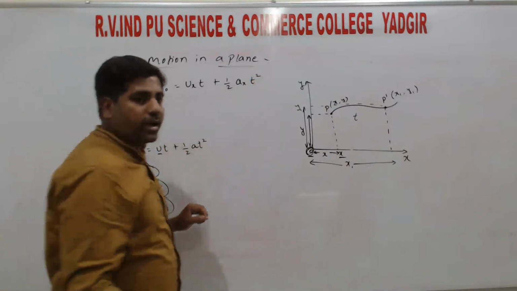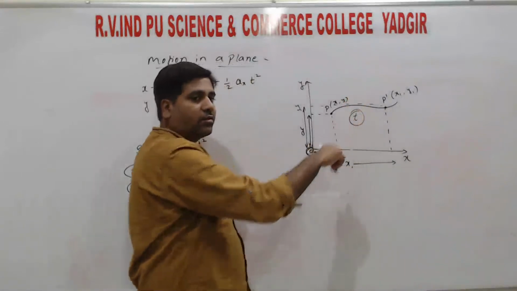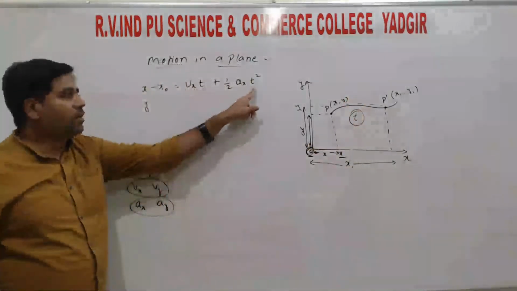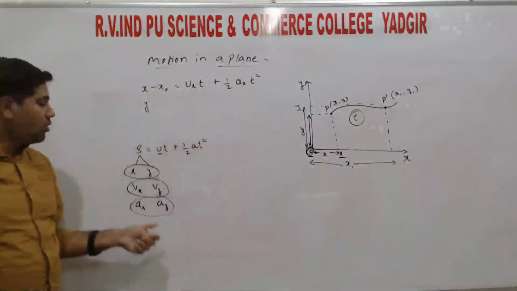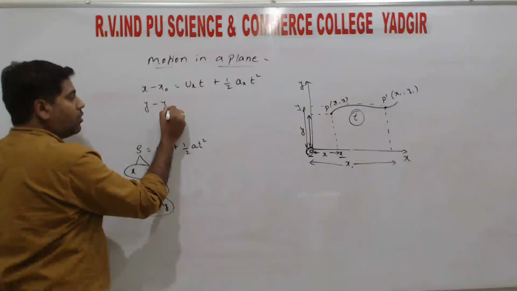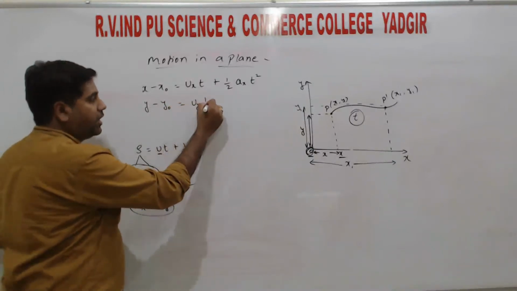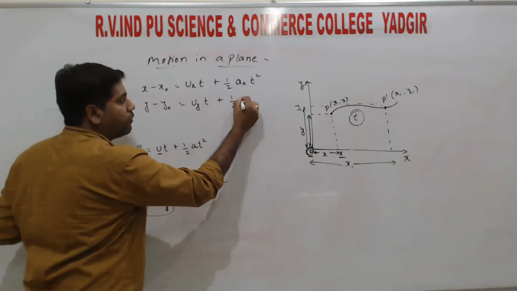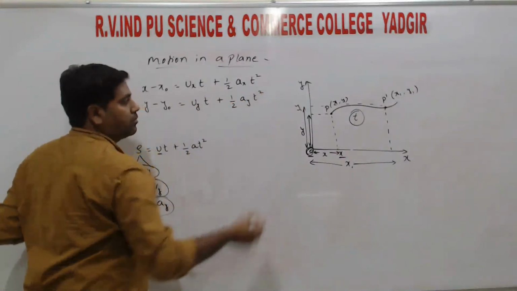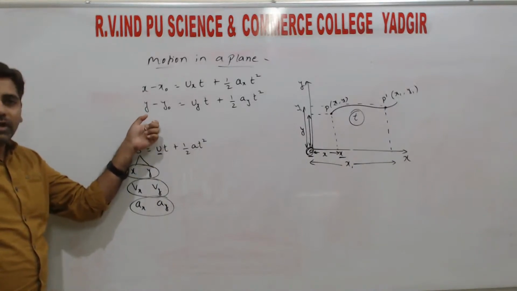Time will be the same for both. Since time along the x axis and time along the y axis are the same, we can take it generally as time t. Similarly, the displacement along the y axis we can write as y minus y naught equals velocity along y axis into time t plus half ay t square, right? So these are the two equations in terms of displacement.